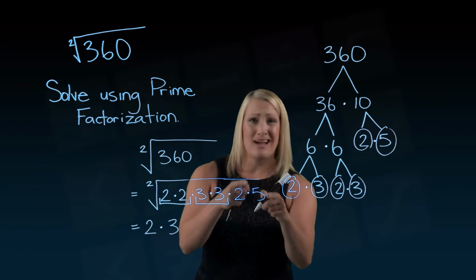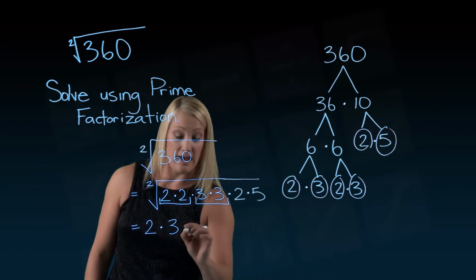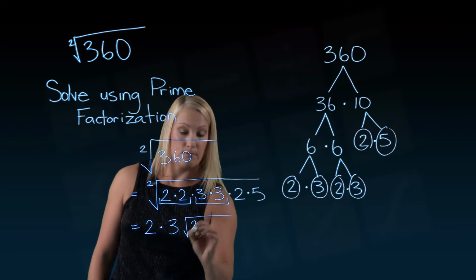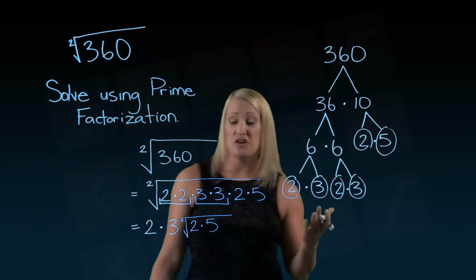And then I have these 2 guys left over. That 2 and that 5, they don't have pairs. So they're actually going to stay under the square root sign. 2 times 5 under the square root sign. And then we're just going to finish this off.